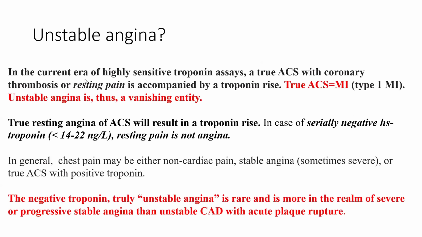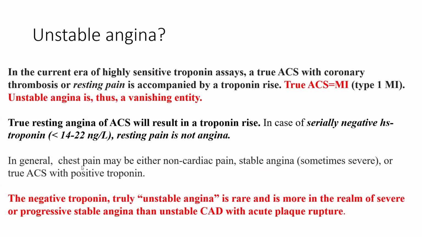Here is more detail. In the current era of highly sensitive troponin assay, a true ACS with coronary thrombosis or resting pain is, and must be, accompanied by troponin rise. True ACS equals MI. Unstable angina is thus a vanishing entity. This is from my book. Like a lot of the statements I made in this talk, it is from my book, chapter 1. True resting angina of ACS will result in a troponin rise. So if you have true resting angina, you will have a troponin rise. In case of serially negative high sensitivity troponin, resting pain is not angina.